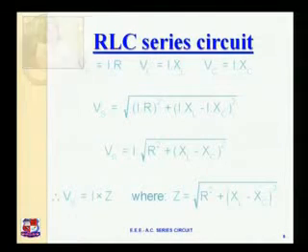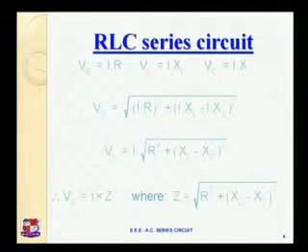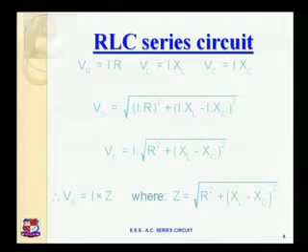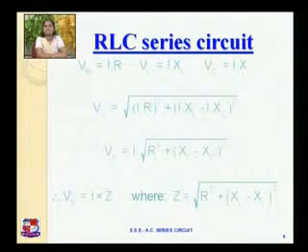Now VR is the voltage across resistance, which is equal to IR. Now we will discuss the RLC series circuit. As we know, in a series circuit, the current passing through the circuit is always constant. So the same current will pass through the resistance as well as the inductor as well as the capacitor. So current I remains the same for the resistive, inductive and capacitive elements.